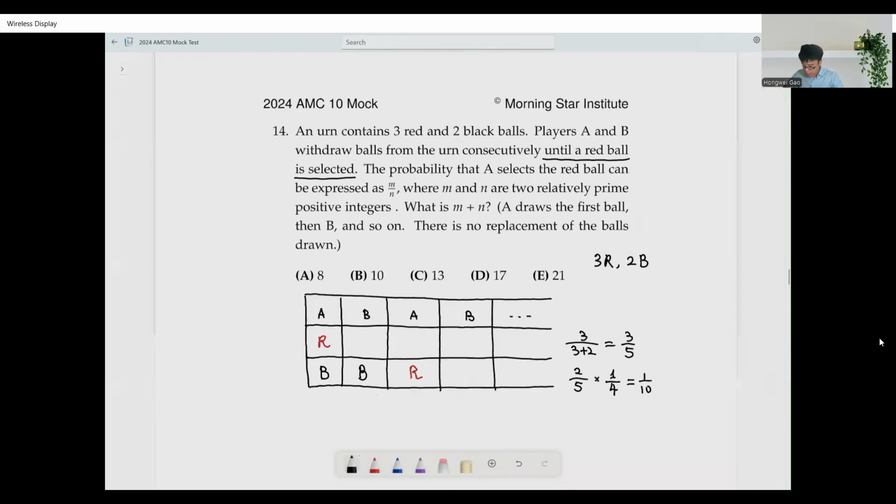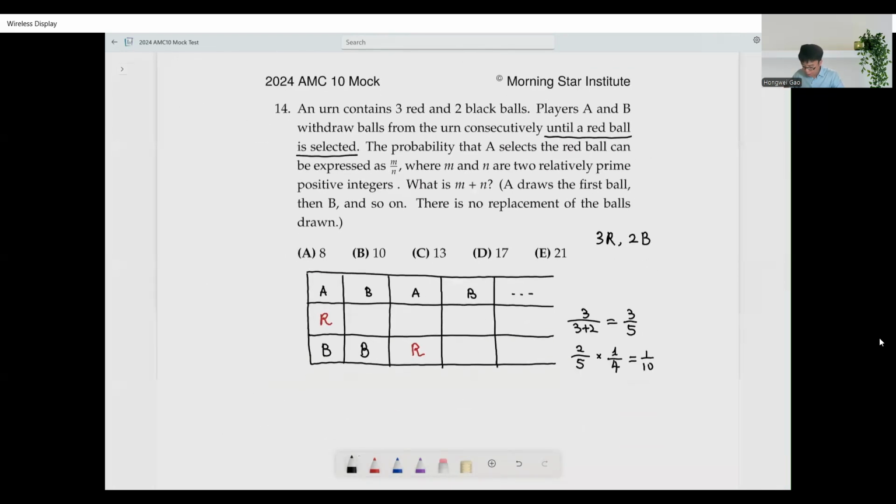So if we add them together, that's the probability that A selects a red ball. 3 over 5 plus 1 over 10, which equals 7 over 10. It's already simplified. So 7 plus 10 equals 17, which is the answer here.